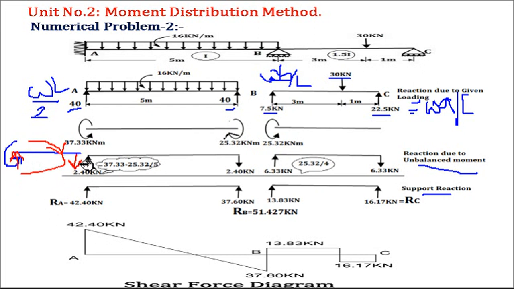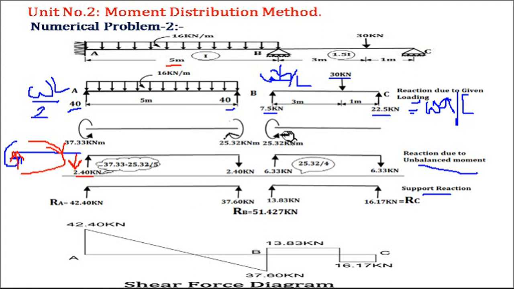Now we have to find the reaction due to this unbalanced moment. This moment is acting in anti-clockwise direction, so plus 37.33, and the other is acting in clockwise, so minus 25.32, divided by the length, that is 5. So we get the end reaction as 2.4. Here you have to show it acting upward and here downward.